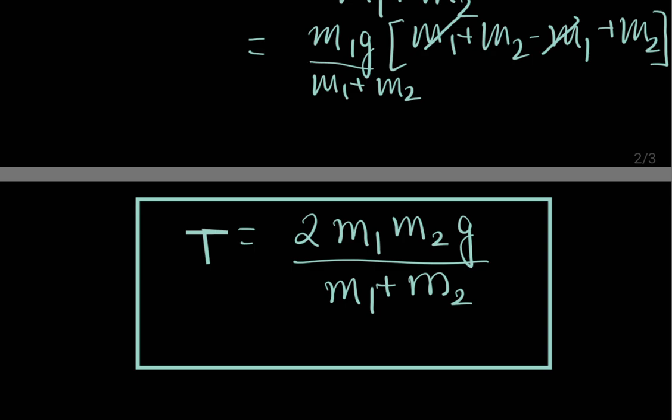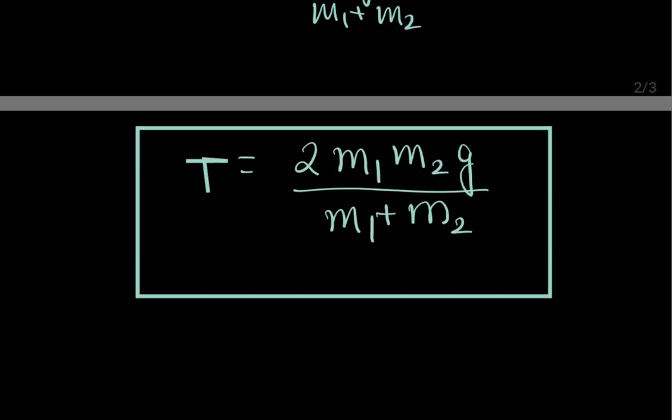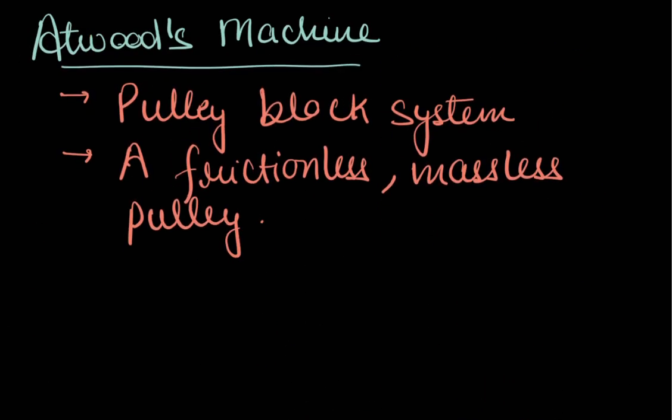We have another system of blocks as well, which we can also see. This is part 1, the basic Atwood's machine. This is the part 1 video of this lecture.